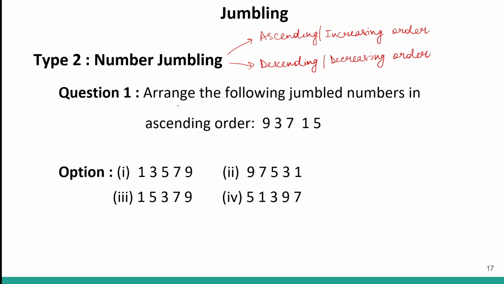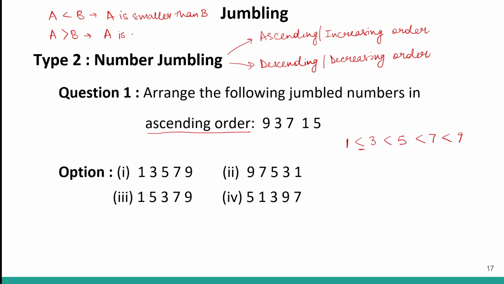Now, in this question, arrange the following jumbled numbers in ascending order. So, increasing order. Correct? The numbers are 9, 3, 7, 1, 5. If I arrange them in increasing order, I'll get 1, then 3, then 5, then 7, and then 9. I told you this also. This symbol means A is smaller than B. Similarly, this symbol means A is greater than or bigger than B.